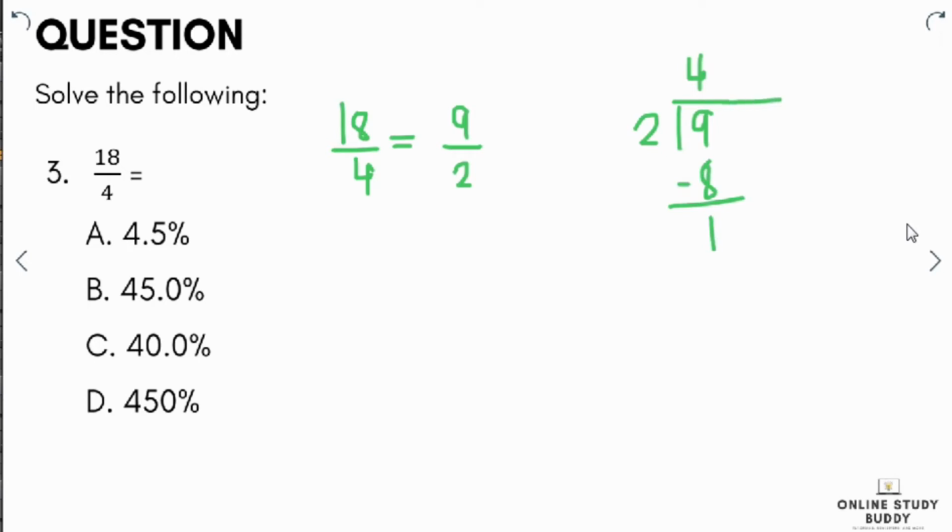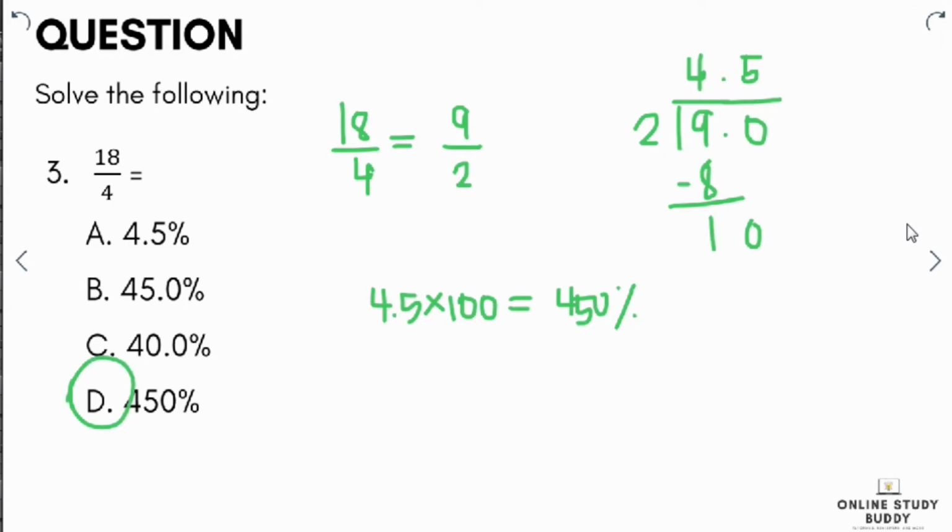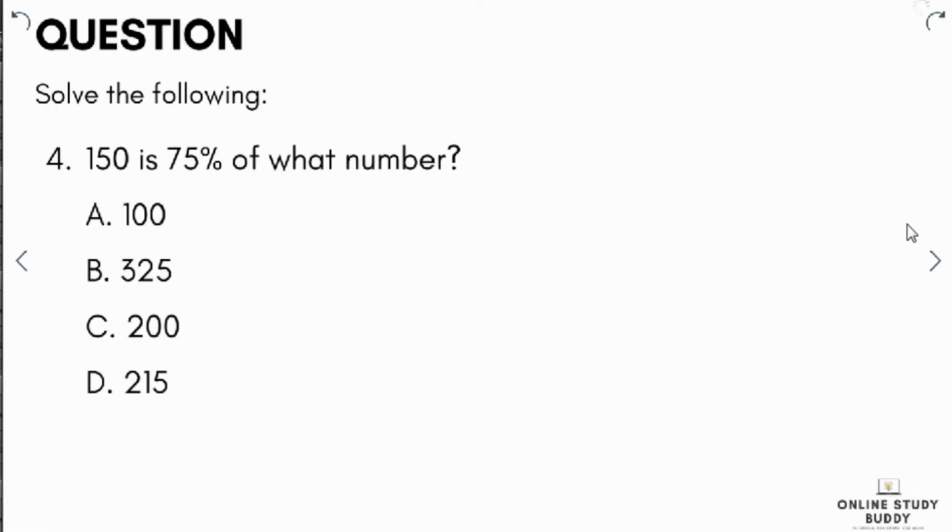And then, since mas maliit na yung dividend kasi sa divisor, we add a decimal place. And then 10 divided by 2 is 5. So the answer is 4.5, but since we have to express this in percent form, let's multiply it by 100, and our final answer will be 450%. Next, we have 150 is 75% of what number?